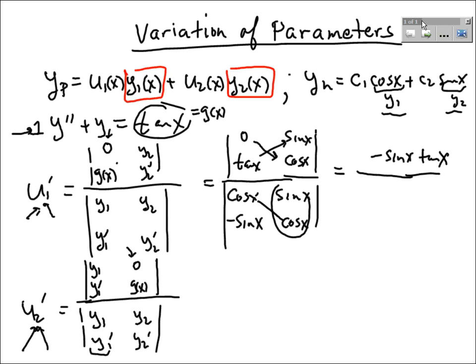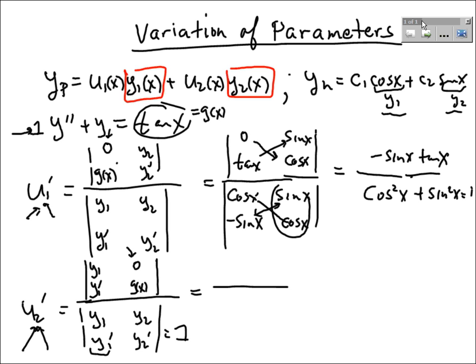In the bottom, you have 1. You have cosine squared x minus negative sine squared x. So that becomes plus. And you should recognize that bottom is 1. So that means this bottom is 1.